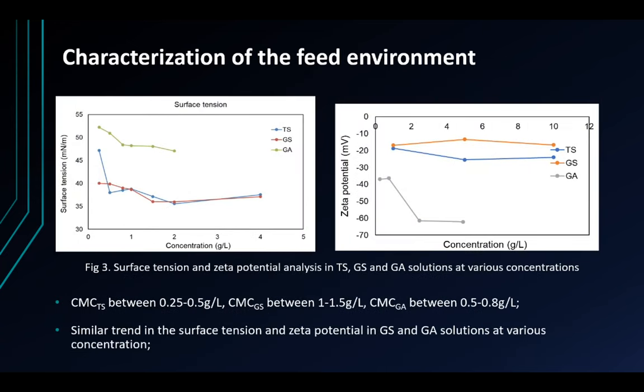By measuring the surface tension of the solution at different concentration, we determined a range of CMC values for the three saponins. CMC is also known as critical micelle concentration. It's an important factor for surfactants, as it gives information on the surface tension of the solution at a given concentration. The surface tension of GS and TS were similar above their CMC values. Their zeta potential values were also similar.